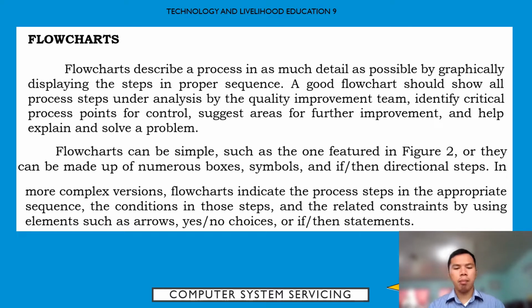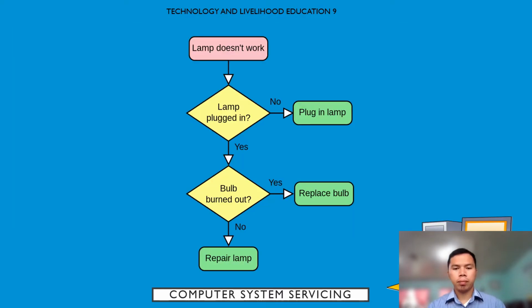So I have here an example of a flowchart. So makikita natin dito ang example ng isang flowchart. So, this is a simple flowchart. So, pinapakita dyan kung ano yung gagawin kapag yung lamp ay hindi nag-work. So, this part indicates the start and this part indicates the action. So, it indicates a process. Like this. If lamp doesn't work, you need to plug in.